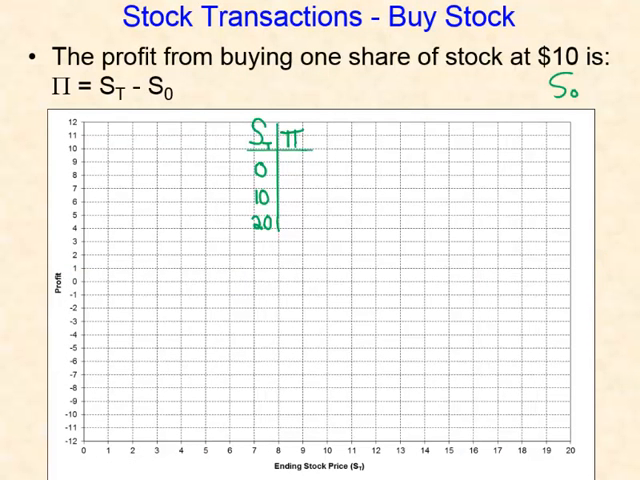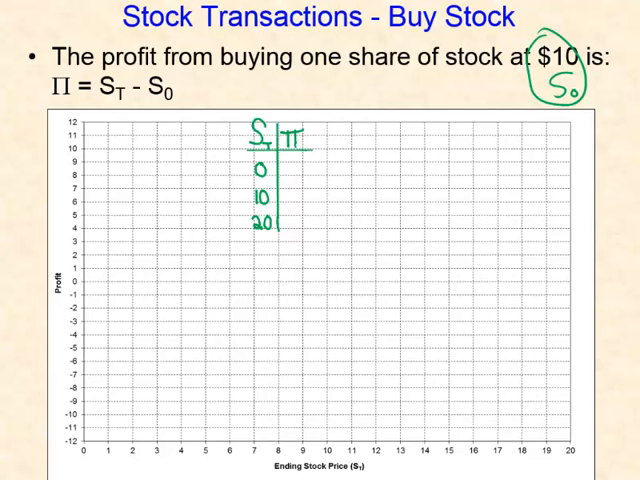In this chart, we're going to examine the profit from buying a share of stock. We'll start by buying one share of stock at a price of $10. So S0 equals 10. Our profit equation is the profit equals ending stock price minus the beginning stock price. Let's build a table showing 3 possible ending stock prices: $0, $10, and $20. And then for each of these possible ending stock prices, we'll calculate our profit.